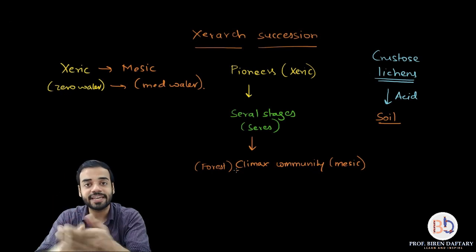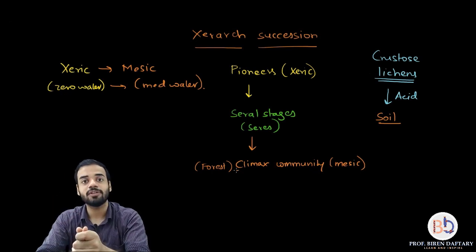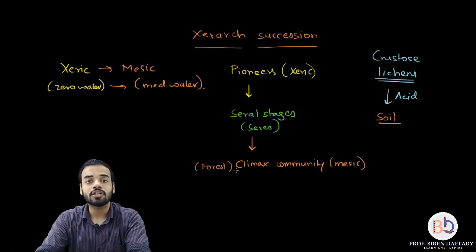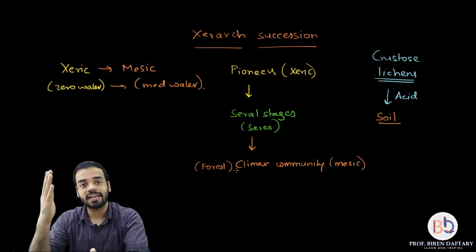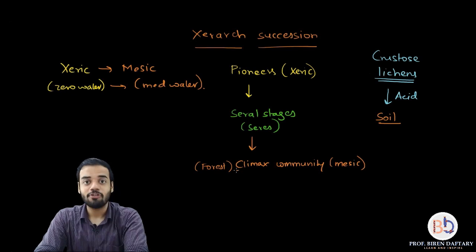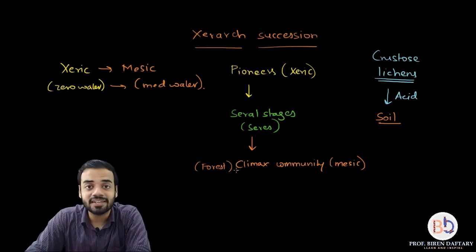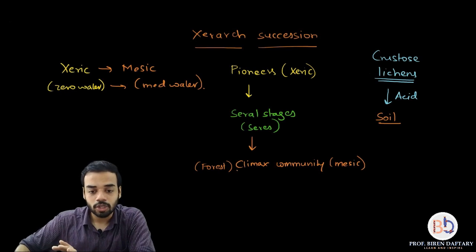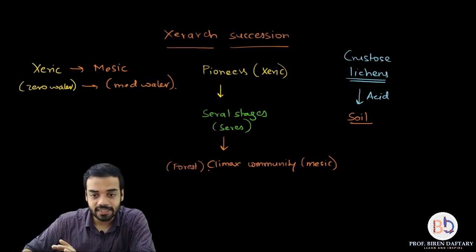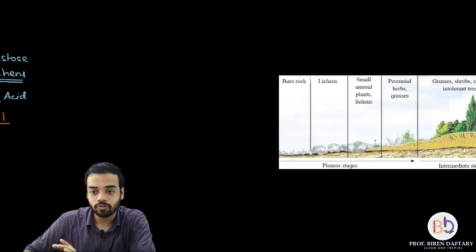So when the lichen started off as pioneers, there was no water, so we started off with xeric conditions. But now when the climax community is established, we have the mesic conditions, which is having medium amount of water. I hope this is clear. Okay, now I have added a diagram to make the explanation slightly easier. We will have a look at the diagram over here.